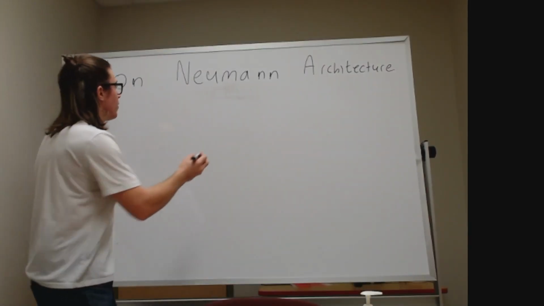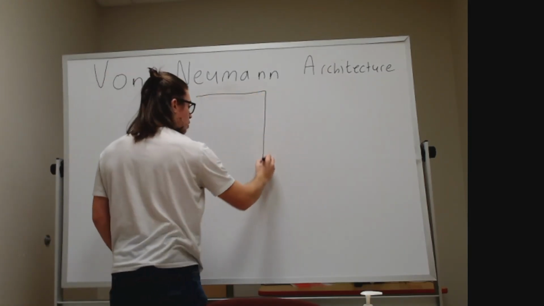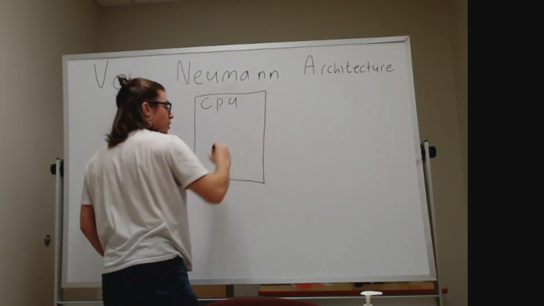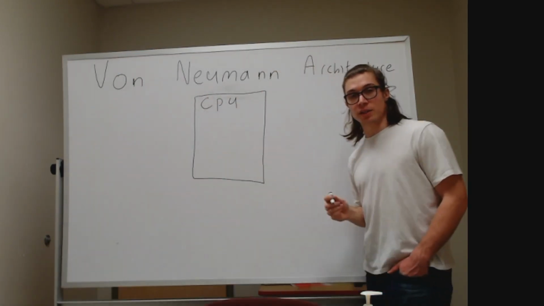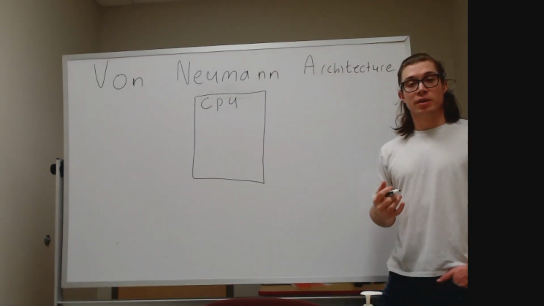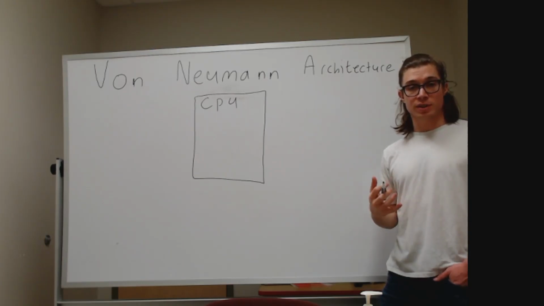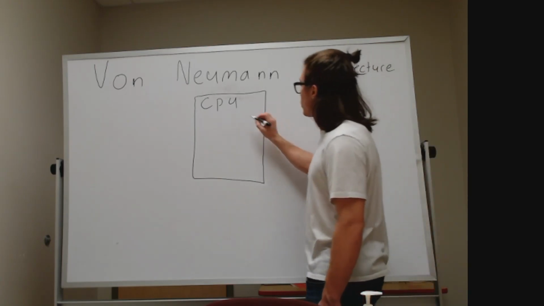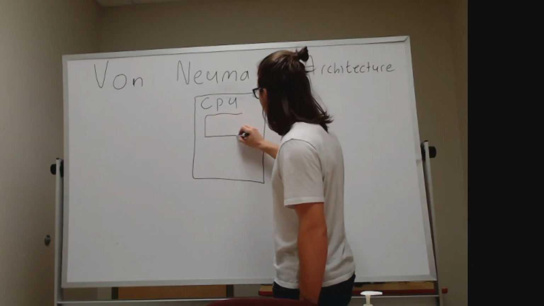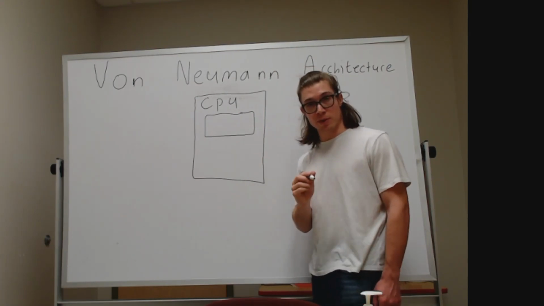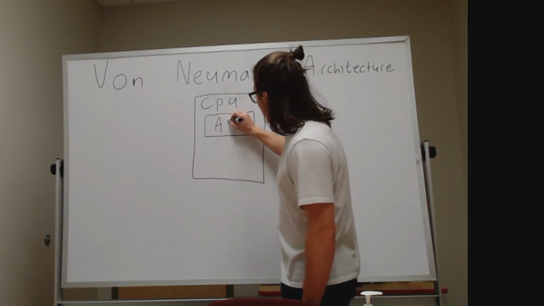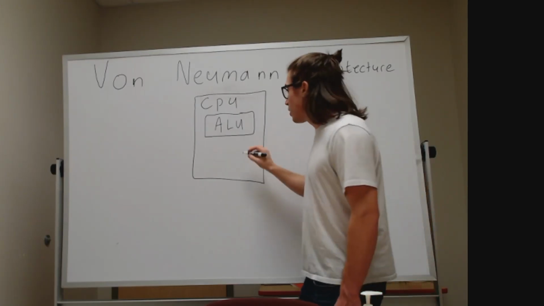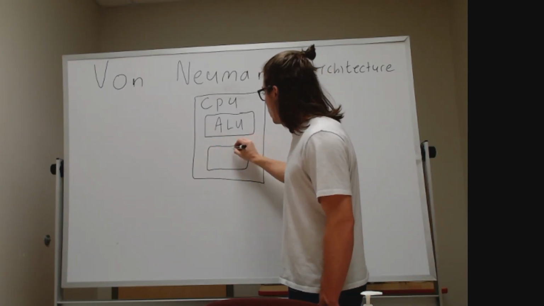So the idea behind von Neumann architecture is quite simple. We start with what we call a CPU, which you may already be familiar with the term. A CPU stands for a central processing unit. This is where the majority of the processing, the computing that a computer does, is done. But a CPU itself is actually broken up typically, at least under von Neumann architecture, into two distinct components. First, the ALU, or arithmetic logic unit, and second, the CU, or control unit.